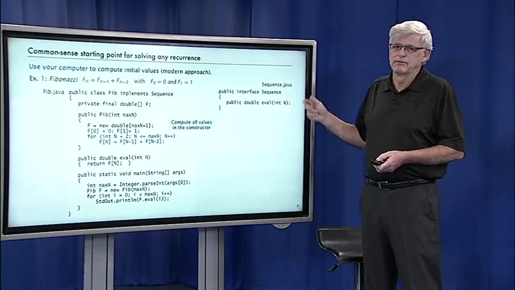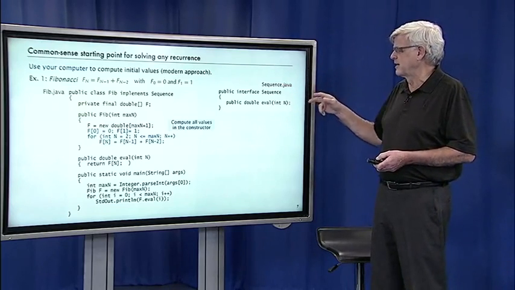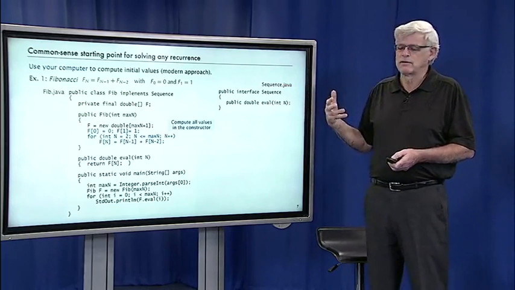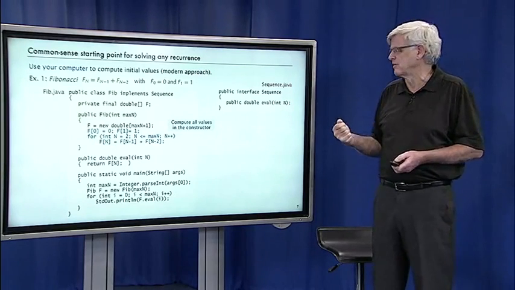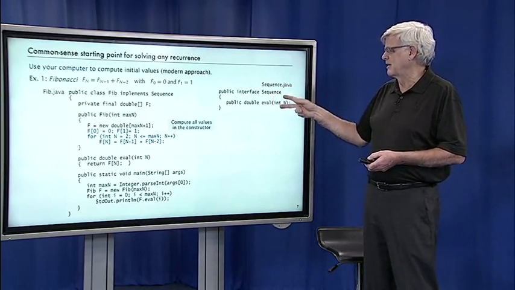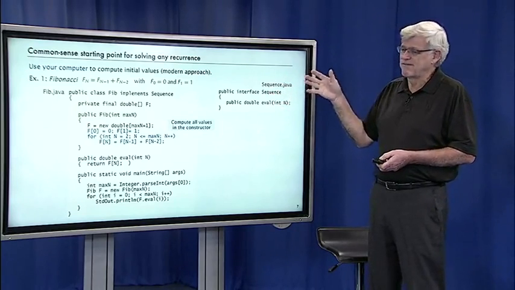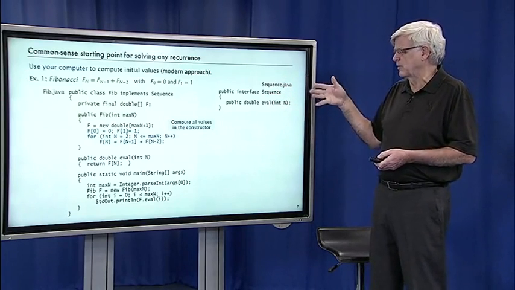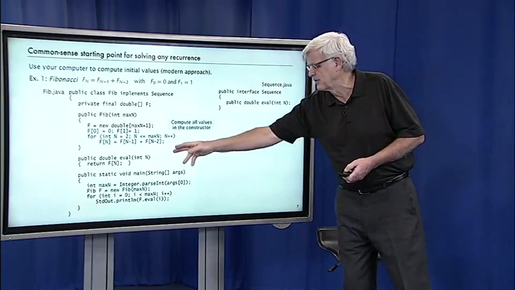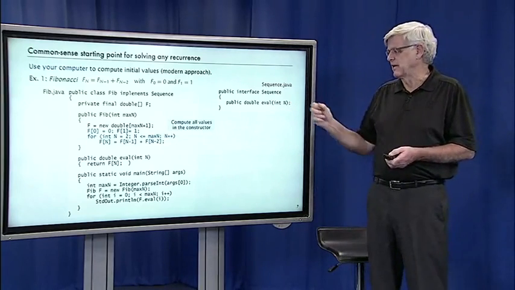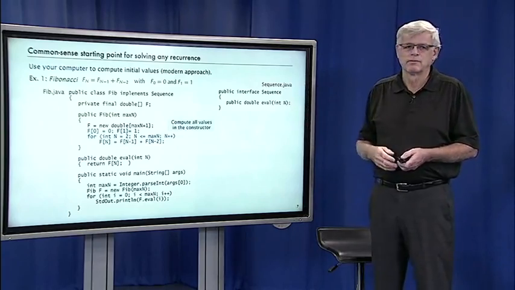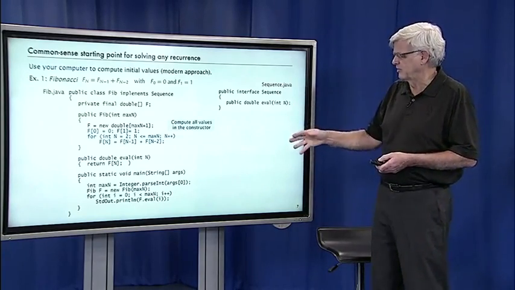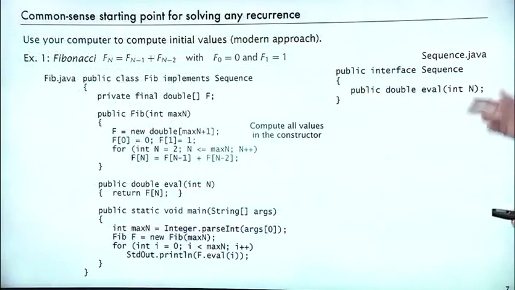And the reason that we use it is that we can write code that we can reuse for different sequences, just by saying that the only way that we're going to deal with the sequence is to use this eval function to get out a particular value. And then we can write code that will print out values for any sequence. So this code, for example.